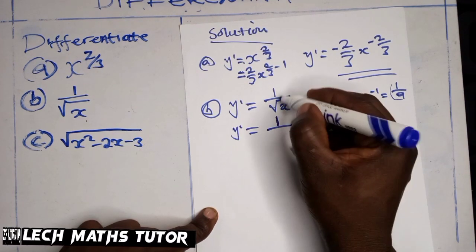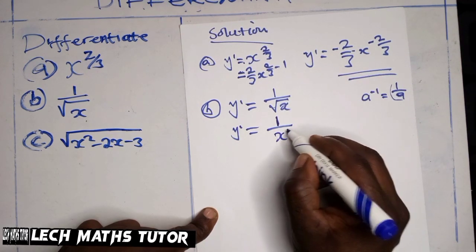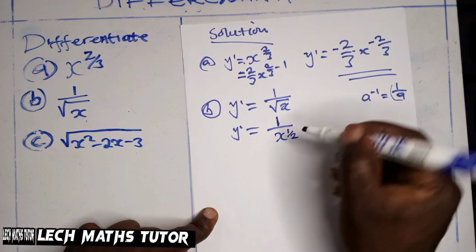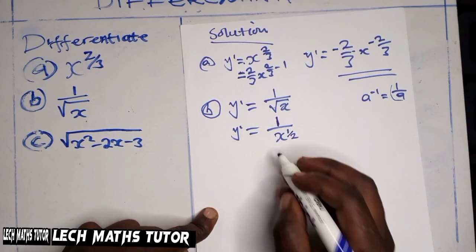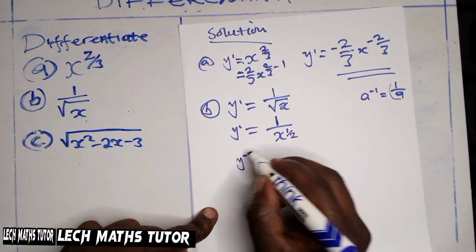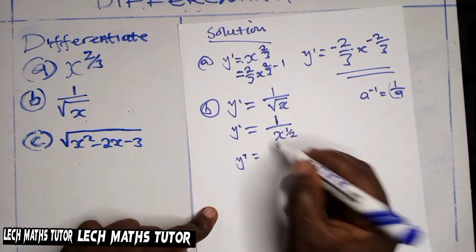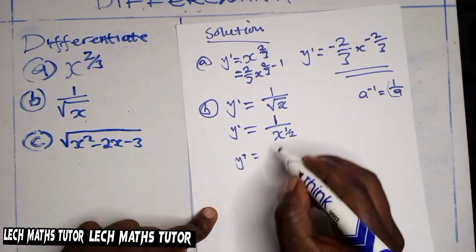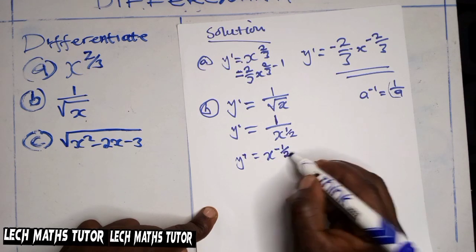1 over, let's simplify with the roots, in which it will be x power half. We all know that a square root is the same as half, in which it will be y prime equals, you take it into negative now, in which it will be x power minus half.